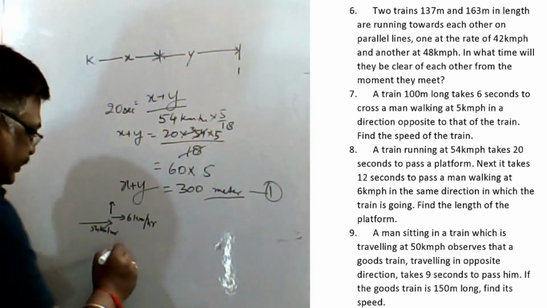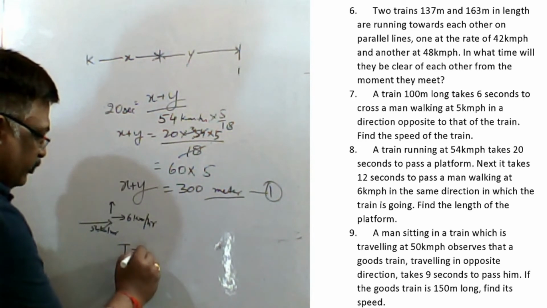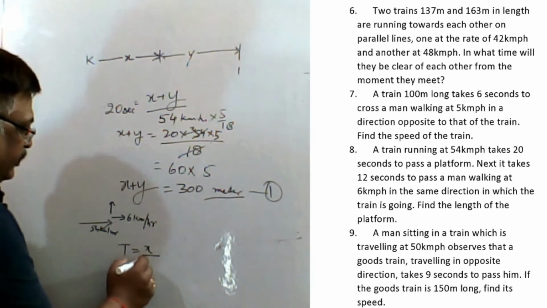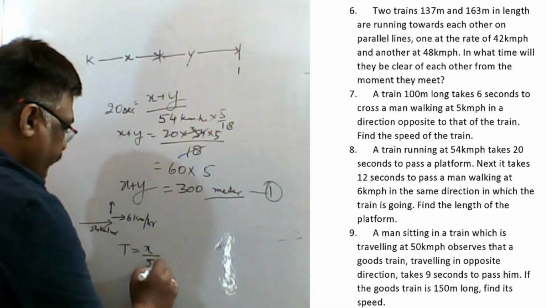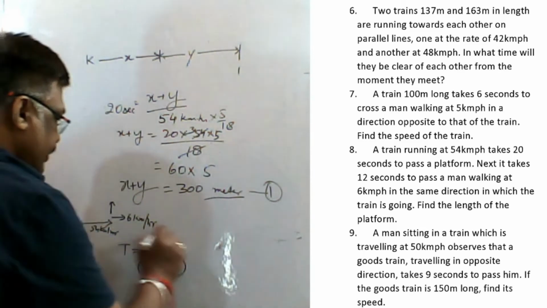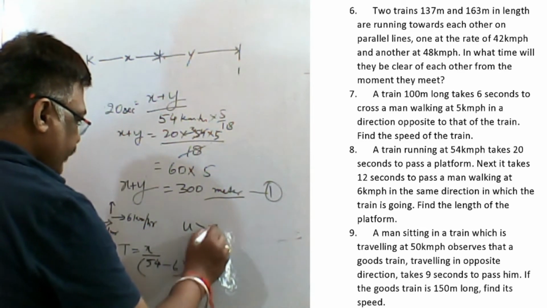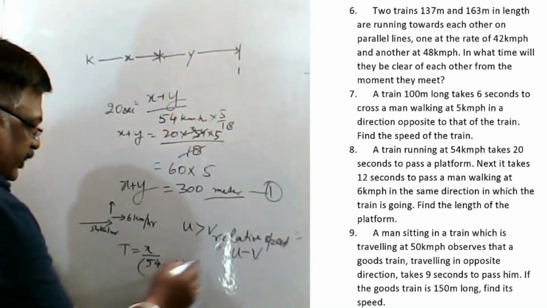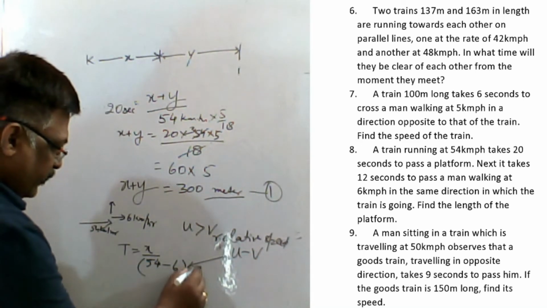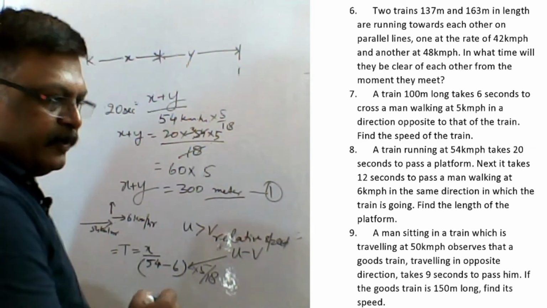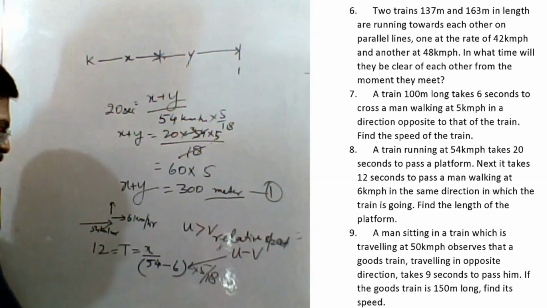It is saying 12 seconds. So t is equal to the train distance. Suppose the train length is x and the speed is 54. Since they are in the same direction, the relative speed will be, since u is greater than v, u minus v. So here we convert it, it will become like this. Here t is given as 12 seconds. You put here 12 seconds.